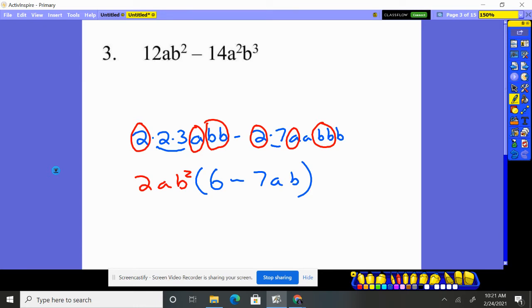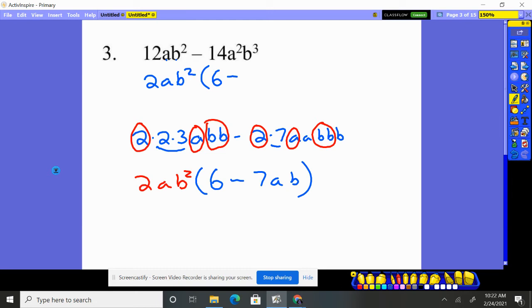Now, a lot of us will just look at this and say, 12 and 14, what's the biggest thing that can be factored out? What's the biggest thing that both can be divided by? Well, that'd be a 2. A squared, so he has 1 A, he has 2, so a single A is the most that can come out. B squared, B cubed, so the most that can come out is a B squared. And then we say, hey, 2AB squared times what gives me back 12AB squared? Well, 2 times 6 gives you the 12. You already pulled an A out. You already pulled both B squareds out, so there's nothing.